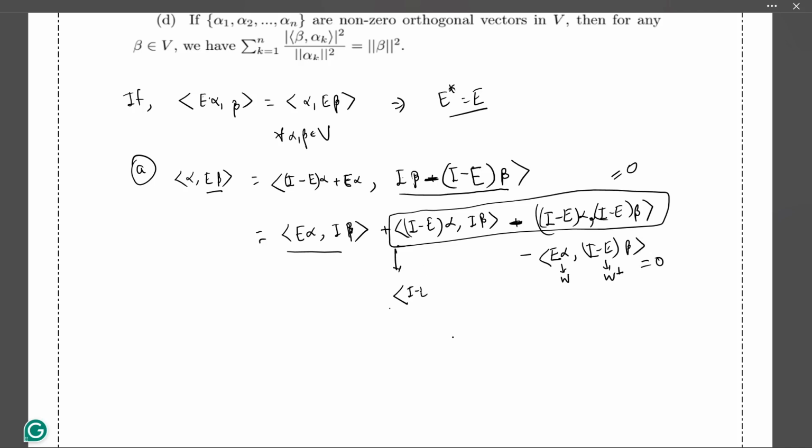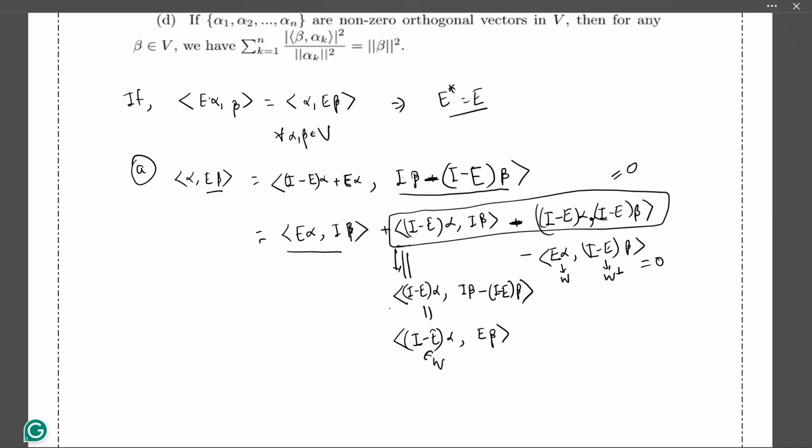I minus alpha, E alpha in the first coordinate, and in the second coordinate I beta minus I minus E beta. This is equal to this. What is it? This is I minus E applied to alpha, and this is just E beta.